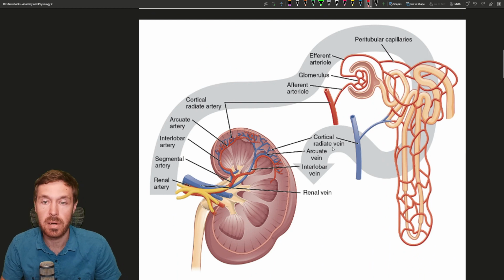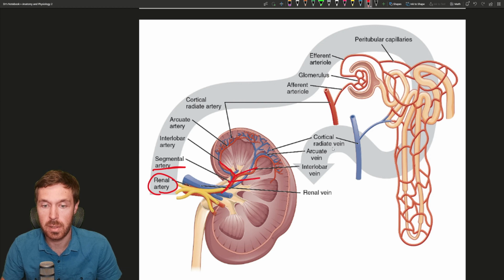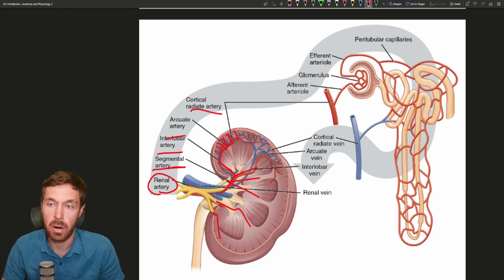This image is just showing the breakdown of the blood vessels coming in. The renal artery comes in, branches into something called the segmental artery, and then goes in between the different lobes. Here, this would go out and become the interlobal artery. Then, like we talked about, they arch out as the arcuate, and then they radiate out from the arches. That's where we have the cortical radiate arteries.